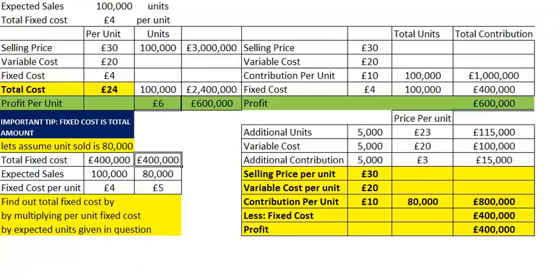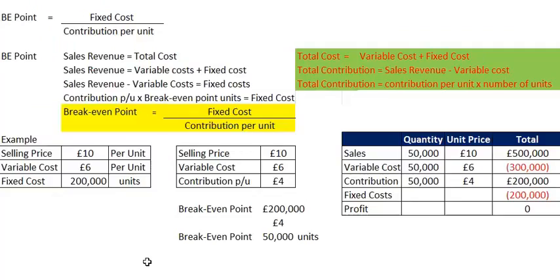We will look at one more concept in our decision making, which is cost volume profit analysis. It is a relationship between activity level, cost and profit, and it is based on contribution analysis. One application of cost volume profit analysis is break-even point. Break-even point is fixed cost divided by contribution per unit.